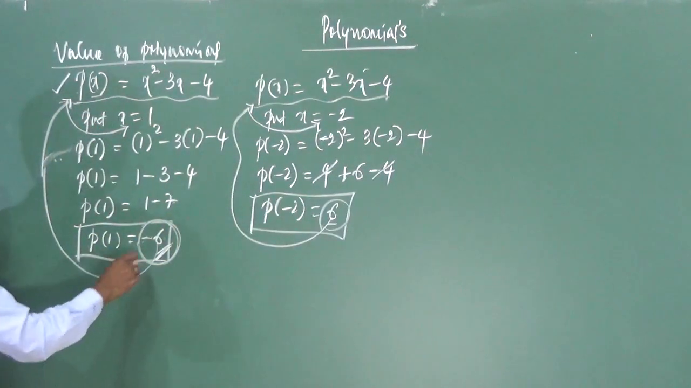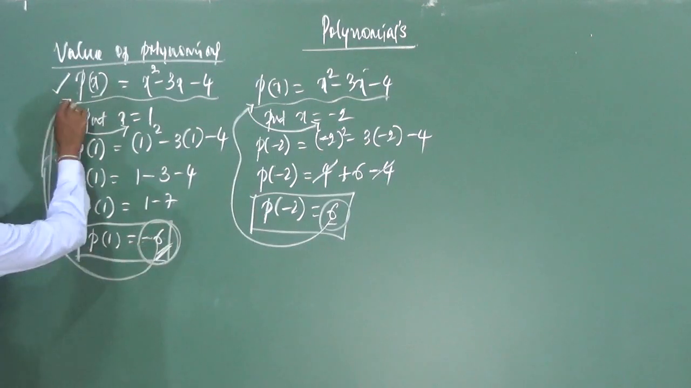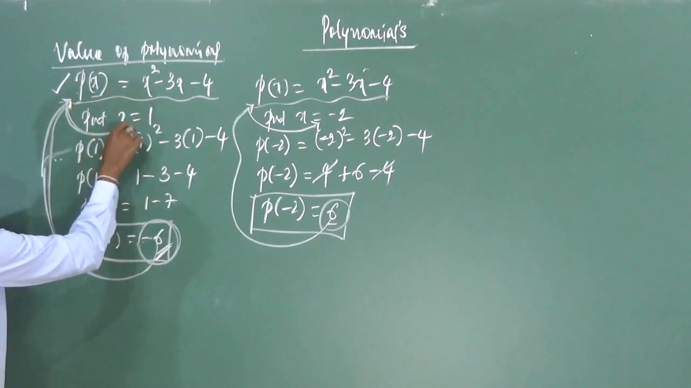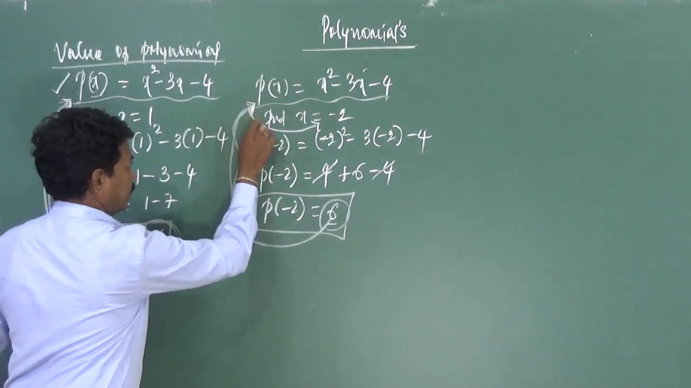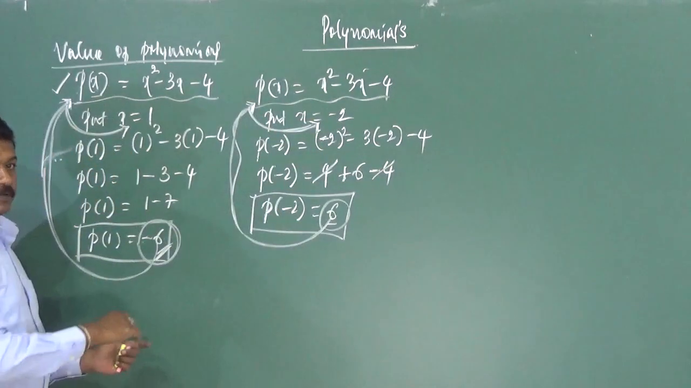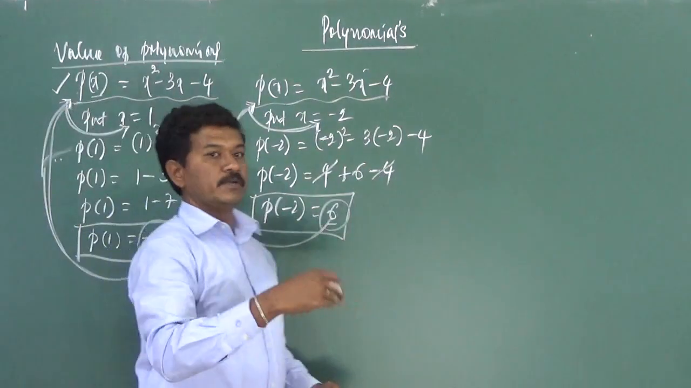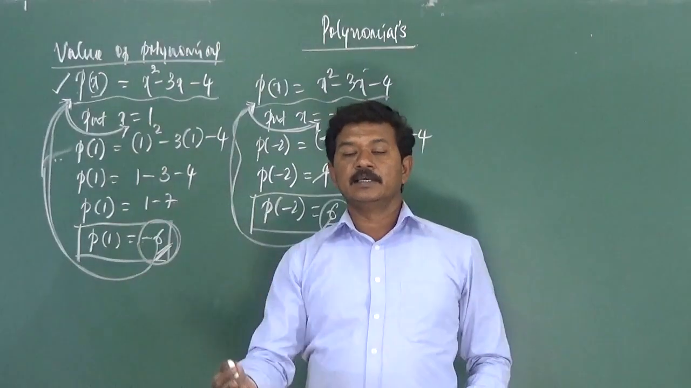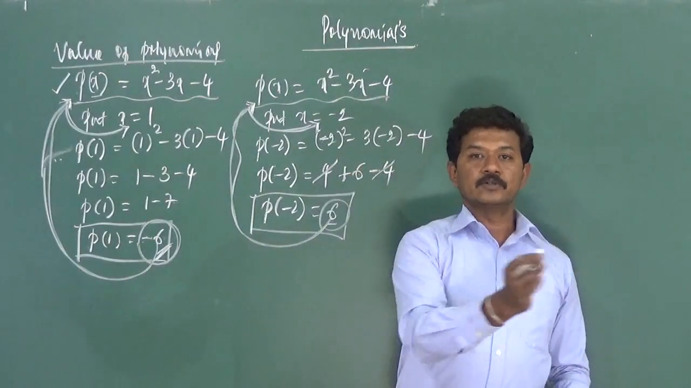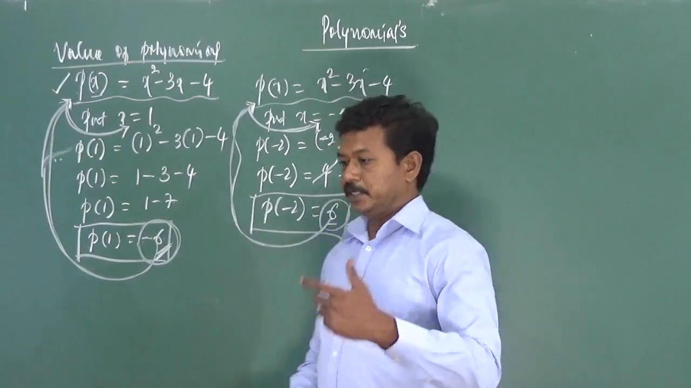So once again, minus 6 is the value of this polynomial when x is equal to 1. Plus 6 is the value of this polynomial when x is equal to minus 2. So therefore, as we go on giving different real number values for x, the value of the polynomial continuously goes on changing. So it depends.